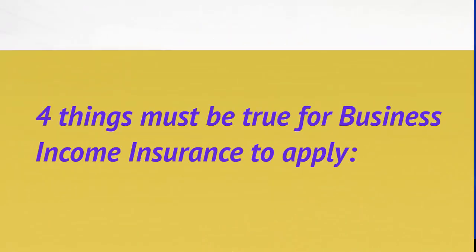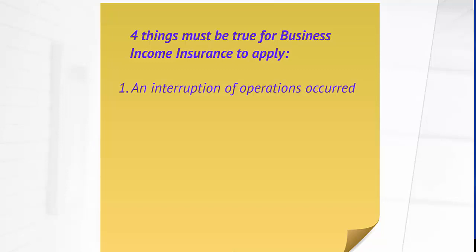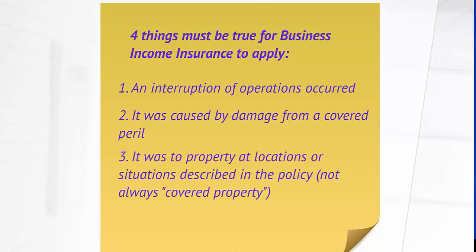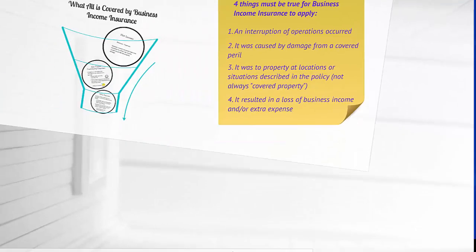In order for business income insurance to apply, 4 things must first be true. First, there must be an interruption of operations that has occurred. Second, it has to have been caused by damage from a covered peril. And third, the damage was to property at locations or situations described in the policy. It doesn't always have to be covered property. And fourth, it resulted in a loss of business income and/or extra expense.